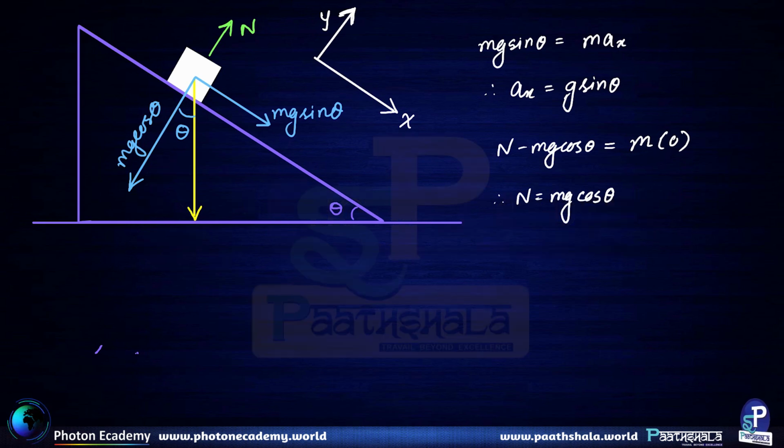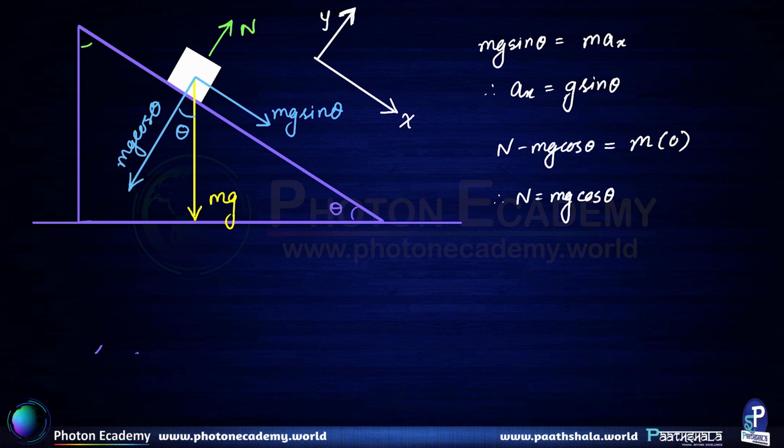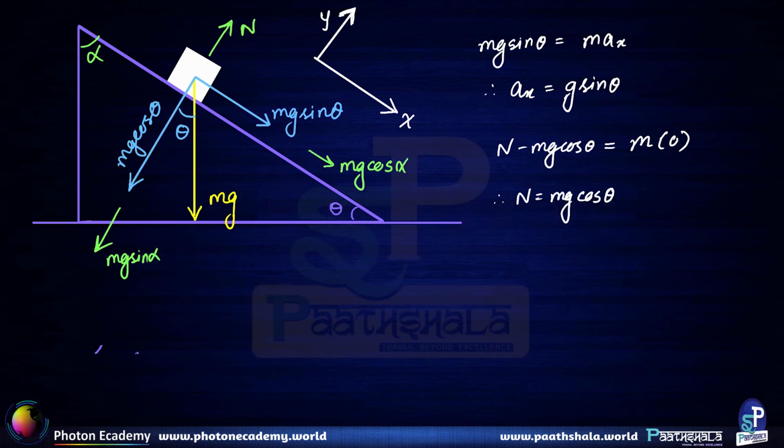It is very important to learn to resolve the components of the force mg down the plane as well as perpendicular to the plane. Sometimes instead of the bottom angle being given, this angle is given as alpha. In that case, this component will become mg sin alpha and this component will become mg cos alpha, because alpha happens to be 90 minus theta. So according to the angles given, it is important to resolve the components appropriately.